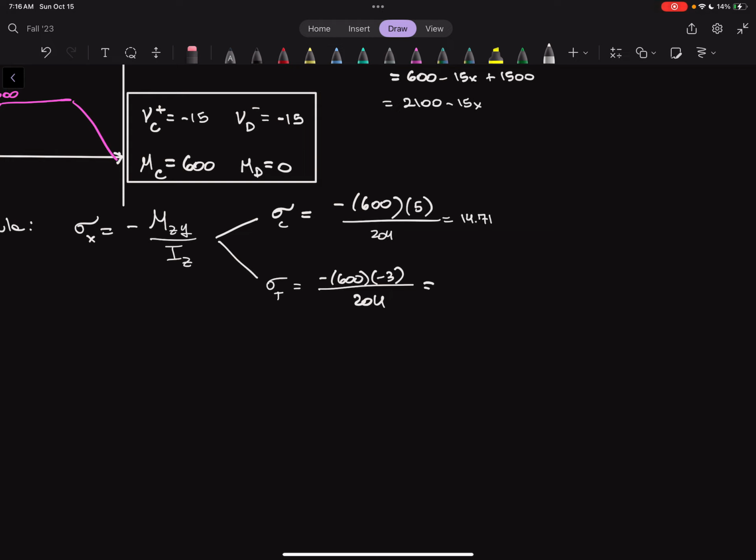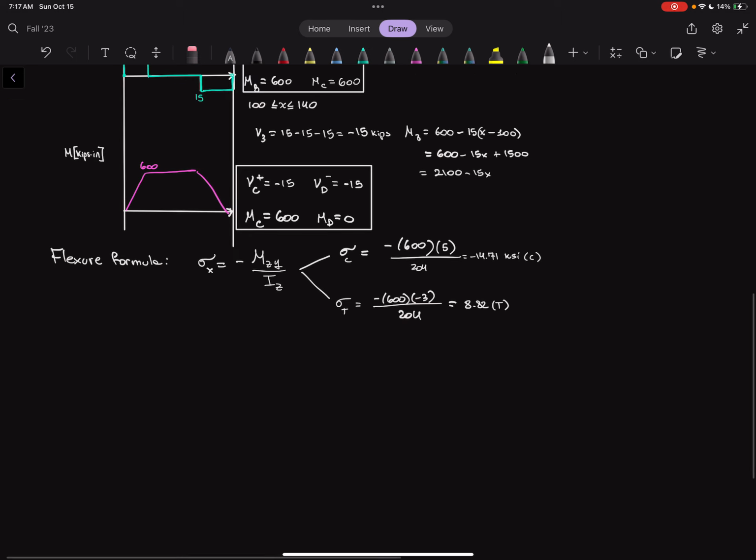So we get 600 times 5, all of that divided by 204, and that's going to be 14.71. And remember the units, so we have KSI, because this is kips times inches. This is inches, and this is inches to the fourth, so we get kips over inches squared, which is KSI. And remember that it's negative, so you'll indicate compression. And then the other one is 600 times 3 divided by 204, which is equal to 8.82 in tension because it's positive.